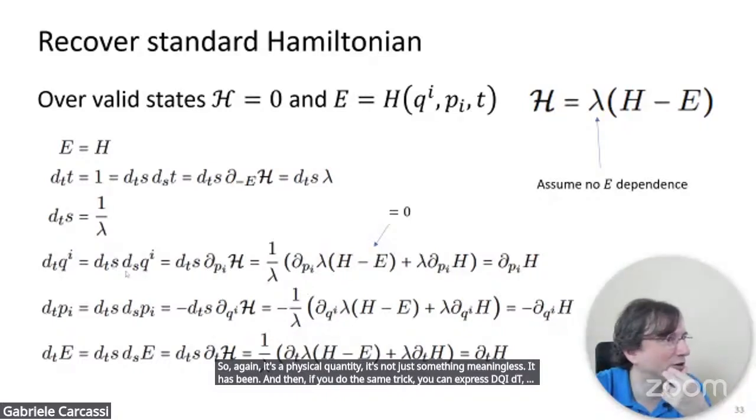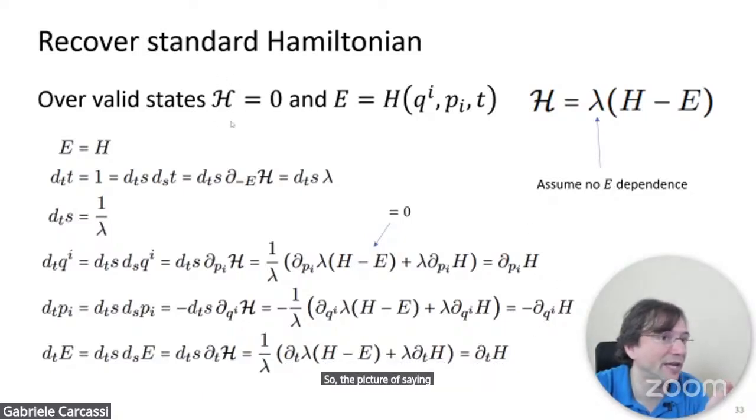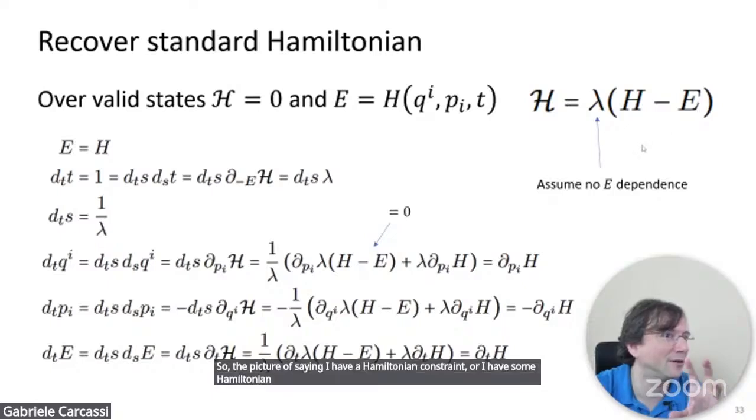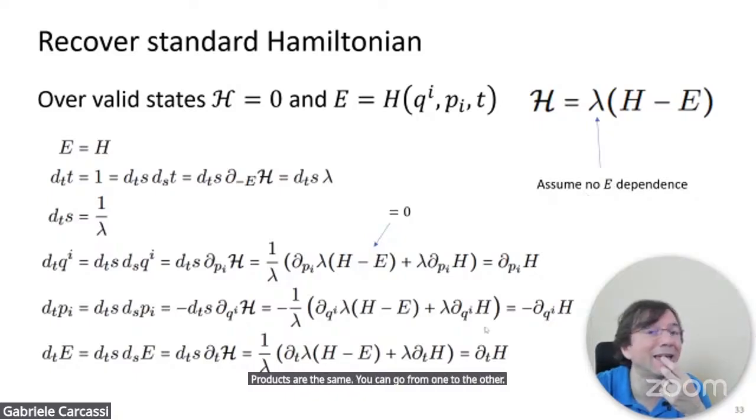You do the same trick of putting the s here, and then you do your derivatives and so on. You're going to recover the standard equation of Hamiltonian mechanics. So the picture of saying I have a Hamiltonian constraint, or I have some Hamiltonian that is with the square root, which is a lot more complex, are the same. You can go from one to the other. And again, I like when all the bits of math like that work well.